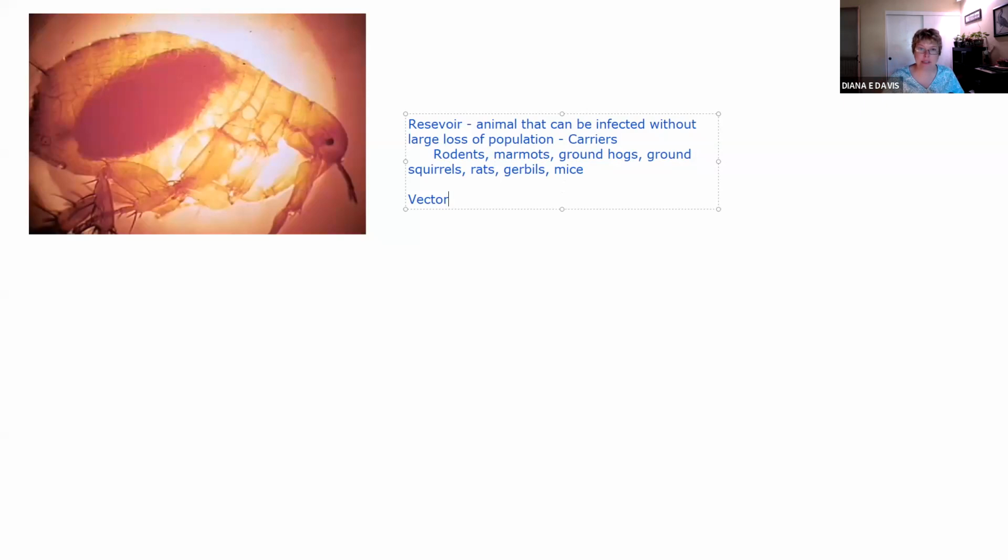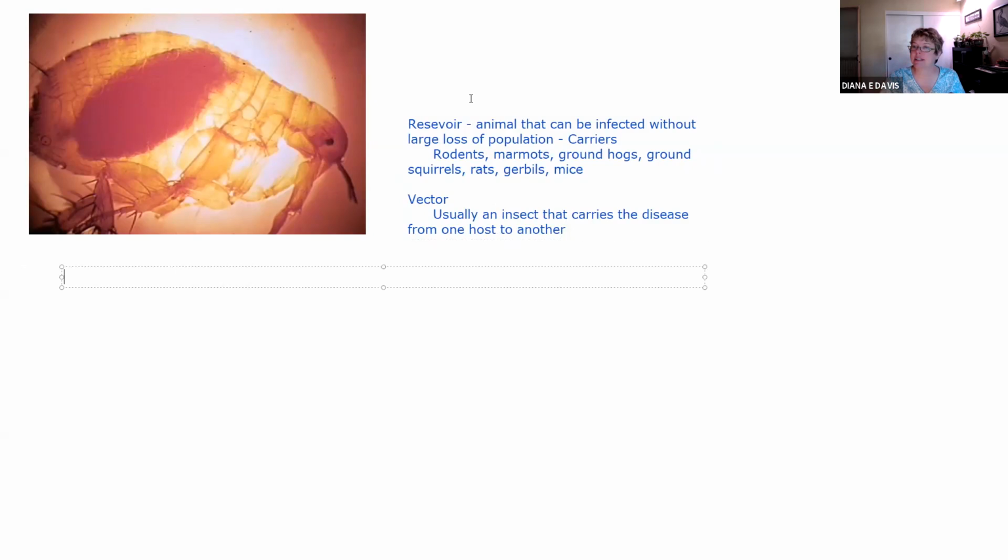But the vector, in this case, is the flea. So the vector is usually an insect that carries the disease from one host to another. In the case of the plague, when we're talking about humans being infected, the flea bites rodents and then goes and bites people. And it's carrying that disease from one to the other. Now, I did give you that sneak peek about what's going on in the fleas.